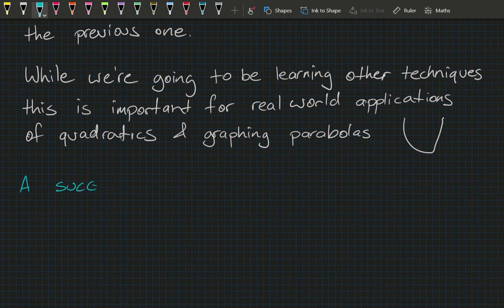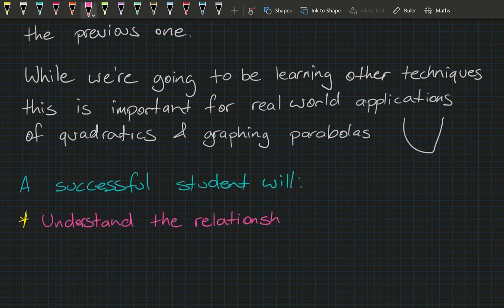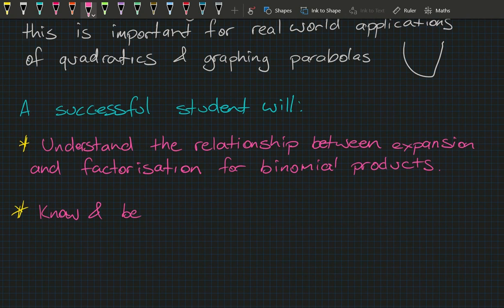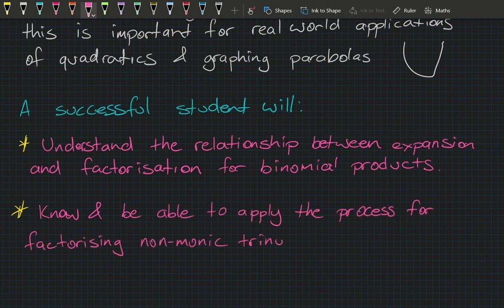Okay, so for this lesson, a successful student will understand the relationship between expansion and factorisation for binomial products, as well as know and be able to apply the process for factorising non-monic quadratic trinomials.